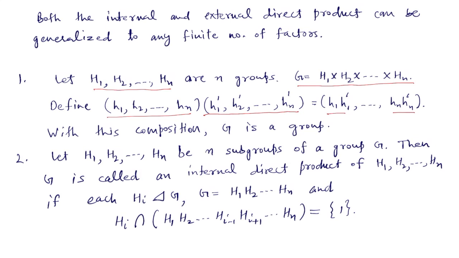Similarly, if we have n subgroups H1, H2, ..., Hn of a group G, then G is called an internal direct product of H1, H2, ..., Hn if each Hi is normal in G, G is the product of these n groups, and Hi intersected with the product H1, H2, ..., H(i-1), H(i+1), up to Hn is trivial. So this product is the product of all the subgroups except the Hi one, and its intersection with Hi is 1. Then we say that G is the internal direct product of these n subgroups.